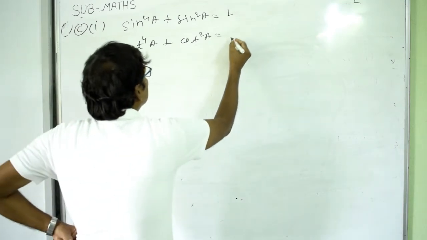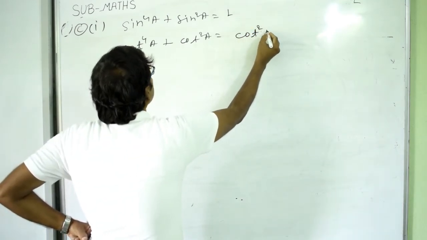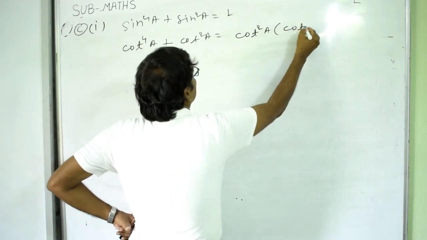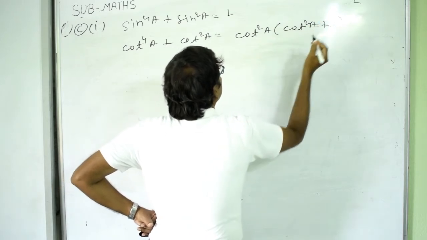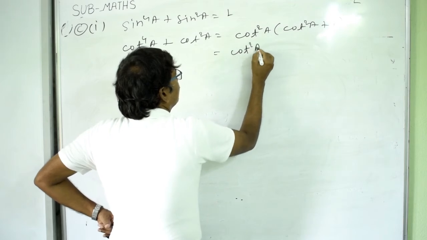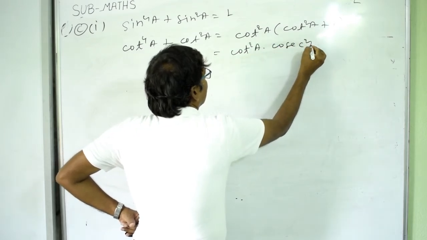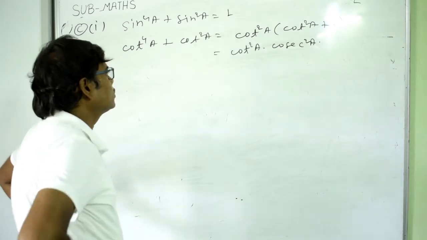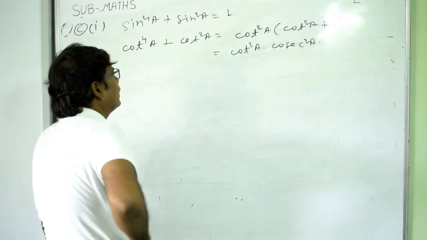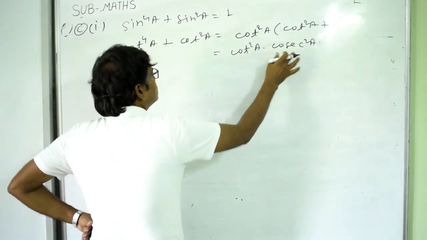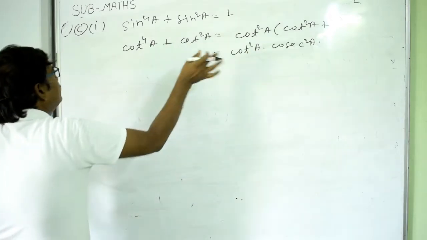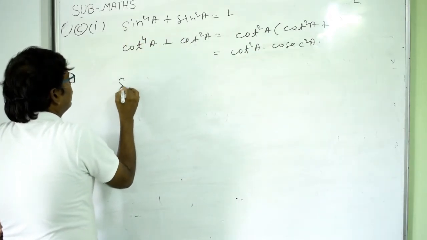So here you can take common. cot square A is common here. So it will be cot square A times (cot square A plus 1). Then next, this will be equal to, this is the formula, cot square A into cosec square A. That is the formula here. Now leave it here, then use this now.